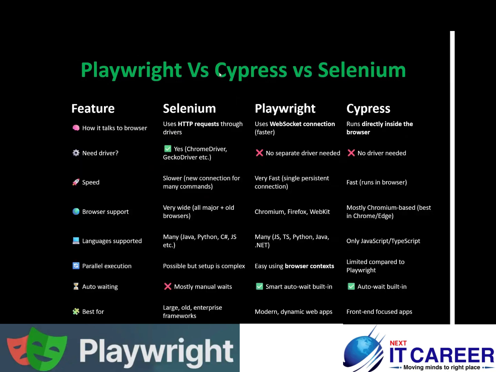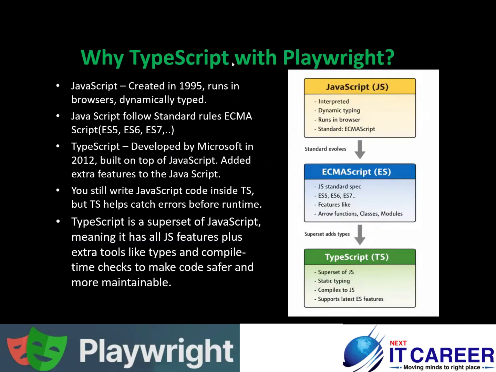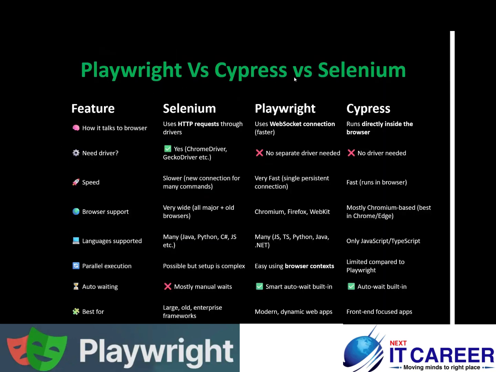So these are the different features and advantages compared to Selenium, Playwright and Cypress. Why is Playwright taking such a huge market share right now? These are the Playwright features. It works based on WebSocket, not HTTP requests. Its execution is much faster compared to Selenium, and there are no separate drivers needed.